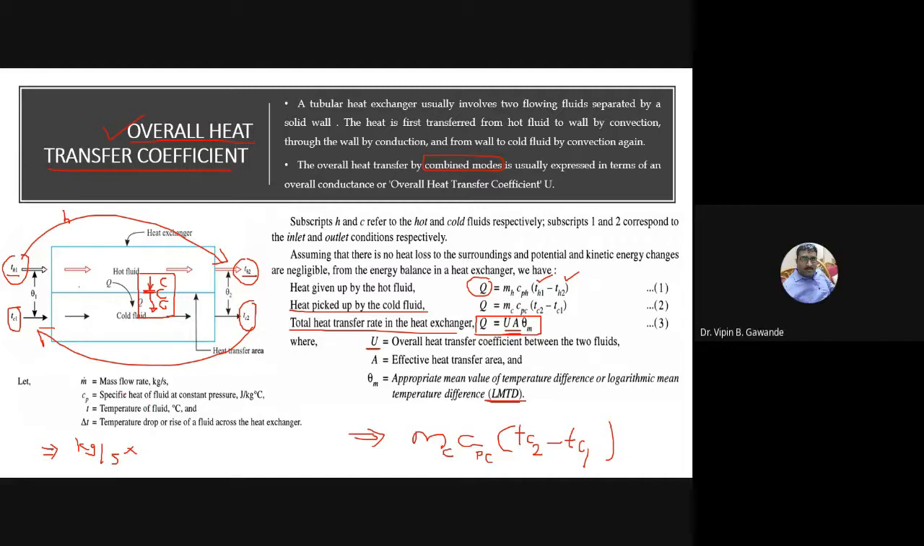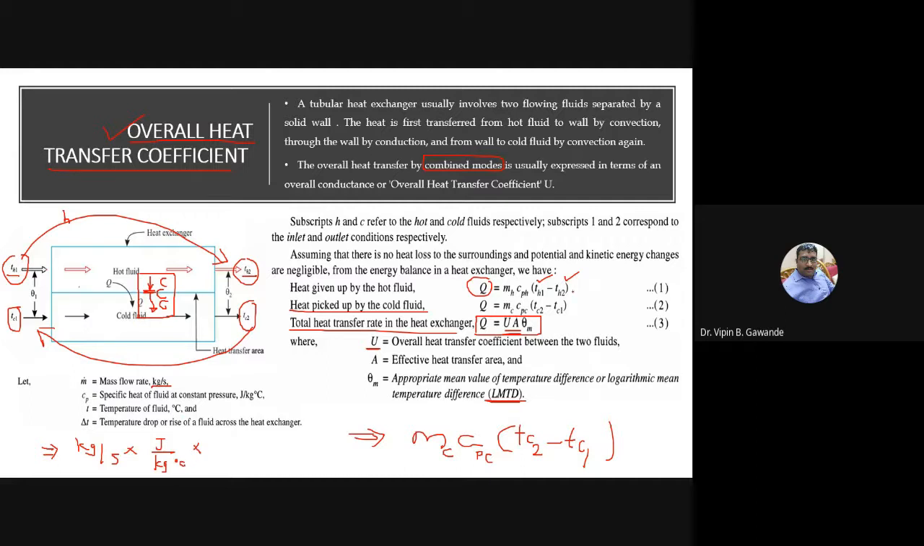Okay, let us see here. So this is in kg per second. Now what will be the Cp value? This is in joule per kg, and this may be per degree Celsius or per degree Kelvin, whatever it may be.